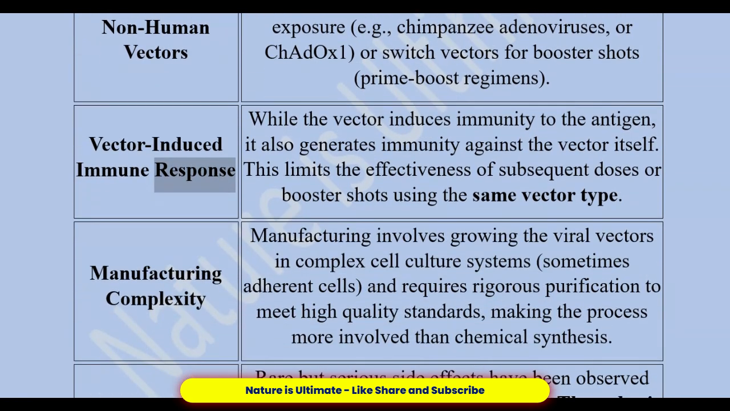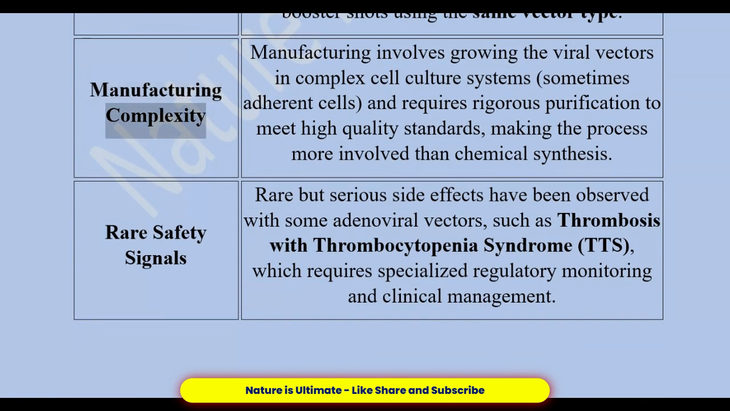Vector-induced immune response. While the vector induces immunity to the antigen, it also generates immunity against the vector itself. This limits the effectiveness of subsequent doses or booster shots using the same vector type. Manufacturing complexity. Manufacturing involves growing the viral vectors in complex cell culture systems, sometimes adherent cells, and requires rigorous purification to meet high-quality standards, making the process more involved than chemical synthesis.